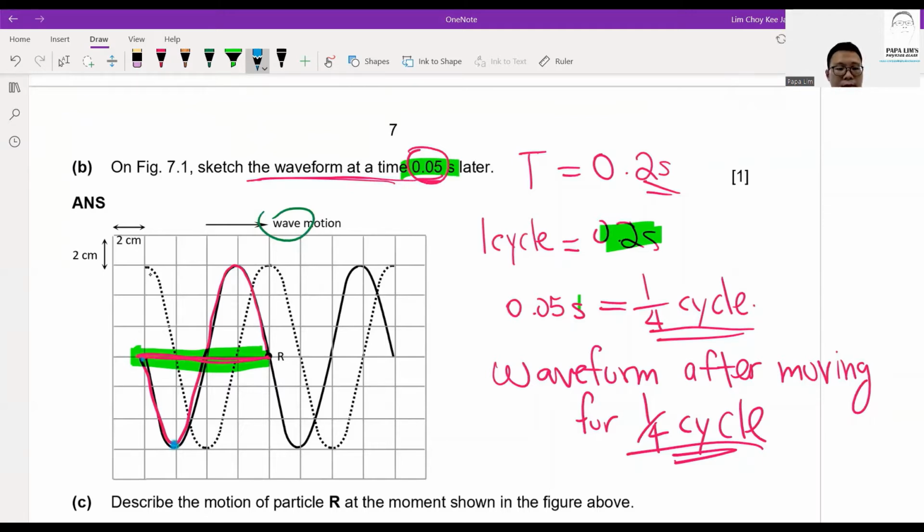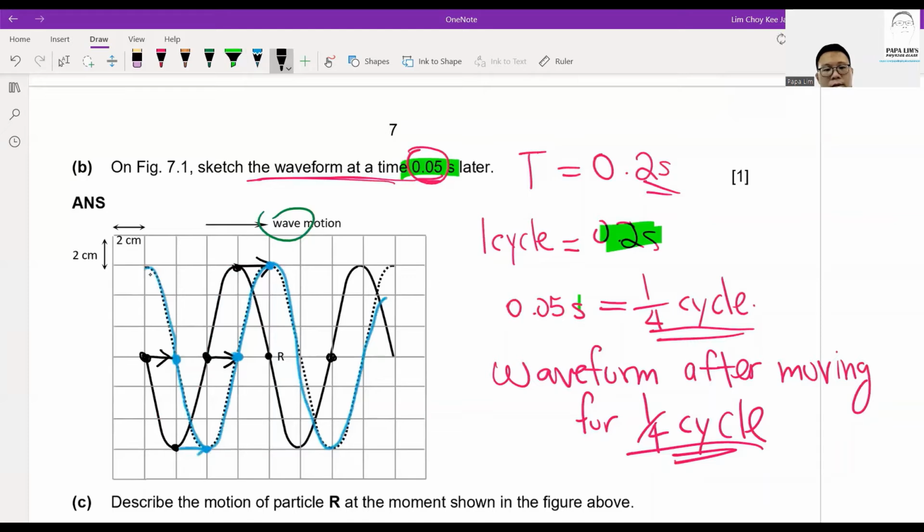Which means each of the dots here will shift right by 1 square. So all the dots here, you will shift right by 1 square. What we are saying is that this dot used to be here, you will shift 1 square to this blue color. This dot used to be here, you will shift 1 square to the right. Every dot you shift is 1 square. If you do this for all the points on the graph, you'll find that the new particle positions will be the blue color ones. Join all the blue dots together, and you have the wave 1/4 cycle later.